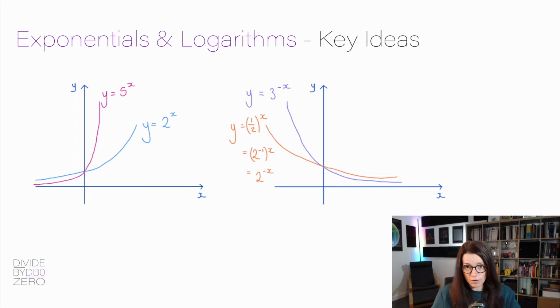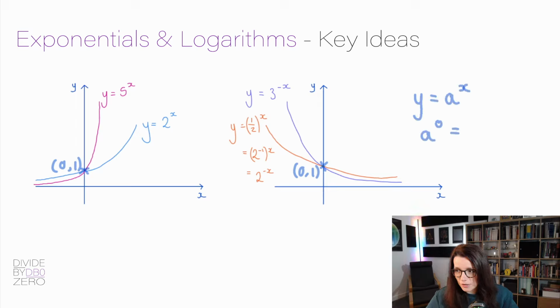Something that all of the graphs share in common is their y-intercept. No matter what exponential graph you're looking at, the y-intercept is always going to be the same, and that's going to be (0, 1). The reason for that is anything to the power of 0 is always 1. So a to the power of 0 is always 1, doesn't matter what a is.